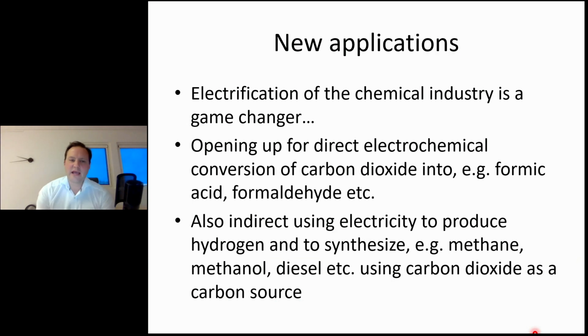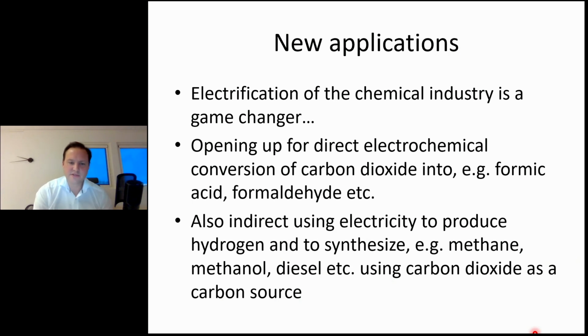When we look at electrification, the electrification of the chemical industry, to me, is something that's going to change how we look at chemicals forever. We're opening up to direct electrochemical conversion of the carbon dioxides, like formic acid, formaldehyde, using electricity basically to lift it back up in energy.